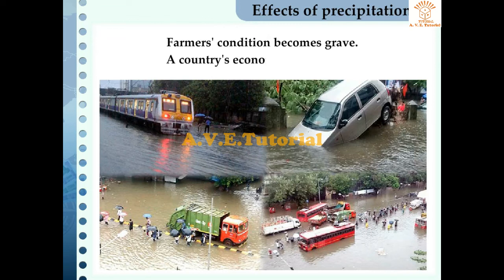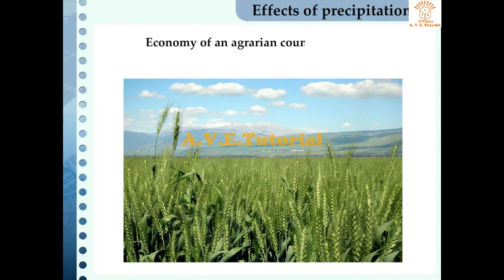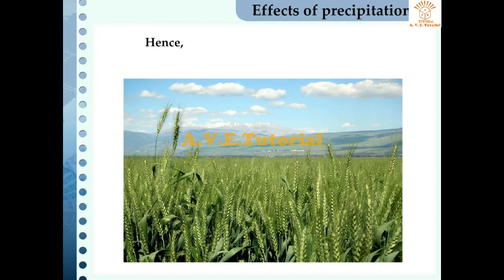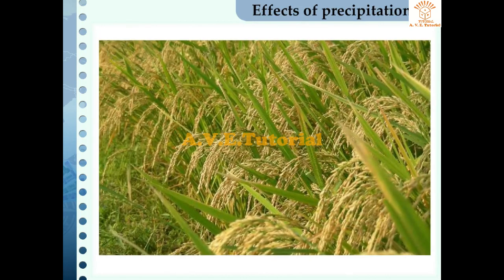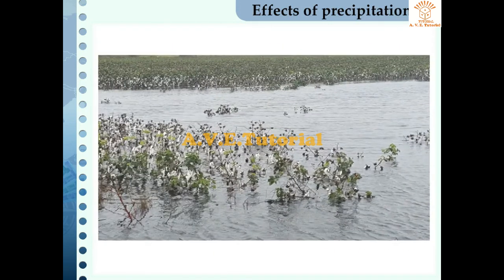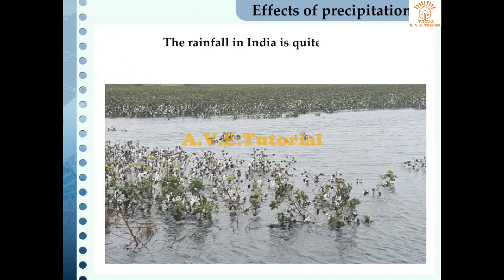A country's economy gets affected. The economy of an agrarian country like India is dependent on agriculture. Agriculture in India, to a large extent, is dependent on the monsoons. Hence, the rainfall in India is important to the whole country. A good rainfall at the right time increases crop production, while untimely rain can cause damage to the crops. The rainfall in India is quite erratic.